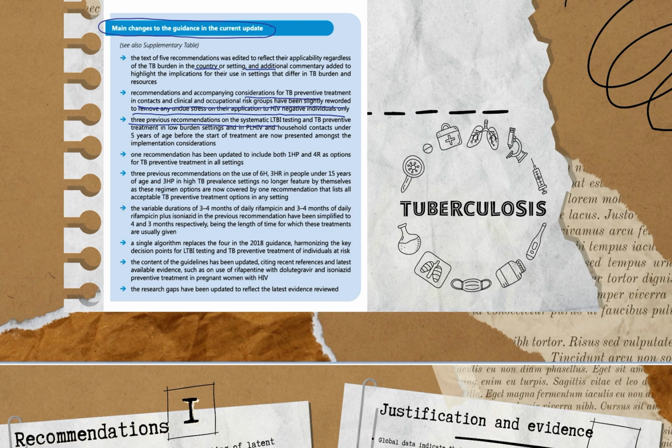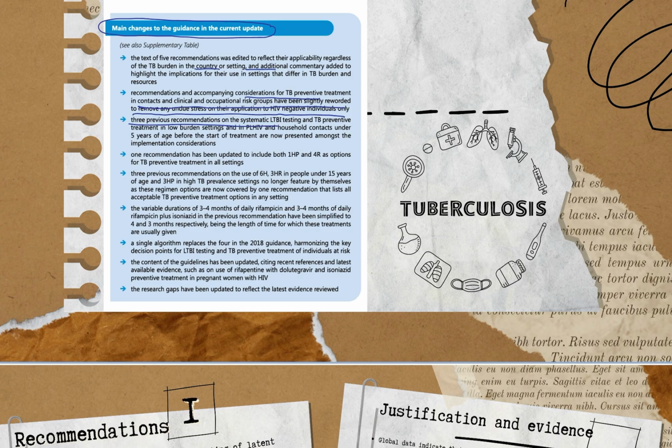The variable durations of 3 to 4 months of daily rifampicin and 3 to 4 months of daily rifampicin plus isoniazid in the previous recommendations have been simplified to 4 and 3 months respectively, being the length of time for which these treatments are usually given. A single algorithm replaces the 4 in the 2018 guidance, harmonizing the key decision points for latent TB testing and TB preventive treatment of individuals at risk.